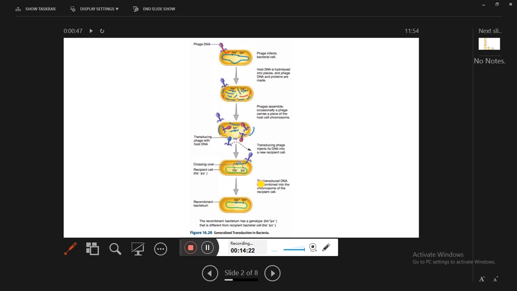Okay, the transduced DNA is recombined into the chromosome of the recipient cell. Recipient cell na chromosome ni andar combine thai jase and this was converted into the recombinant bacterium, because the recombinant bacterium has a genotype which is histidine positive and lysine negative. Okay, that differs from the recipient bacterium which is histidine negative and lysine negative.